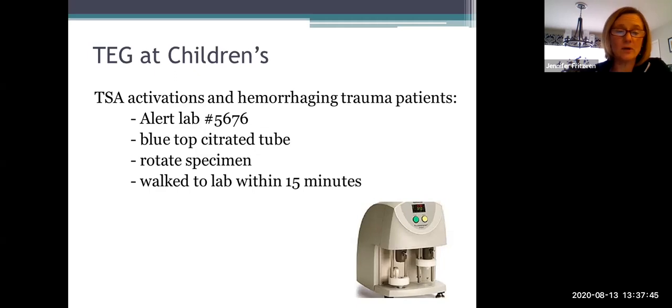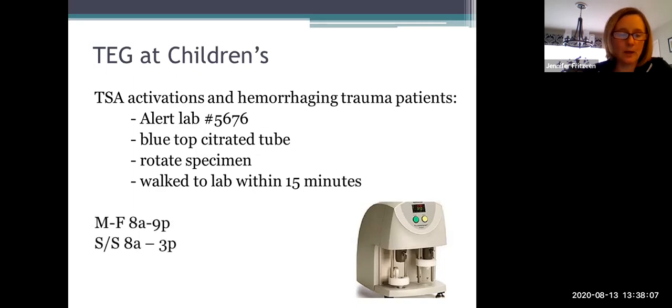If you want to do a TEG, it goes in a blue top citrated tube. You have to rotate the specimen and you have to walk it to lab. So you're going to walk to lab, moving that tube back and forth to keep everything moving. There is an order for it in Cerner, and so it can be ordered under TEG or thromboelastography, easily found.